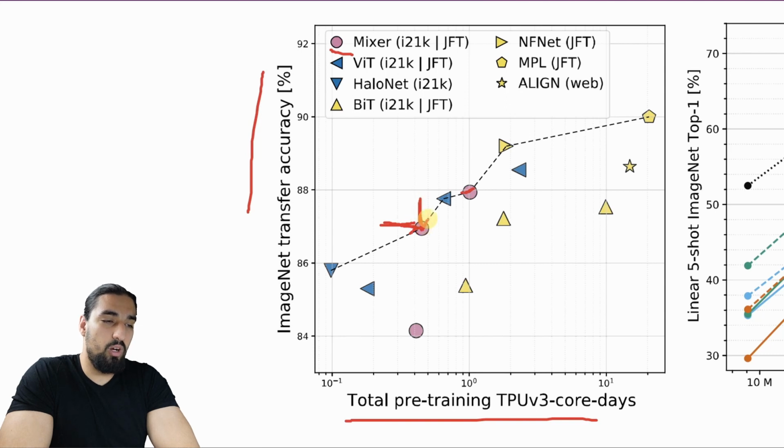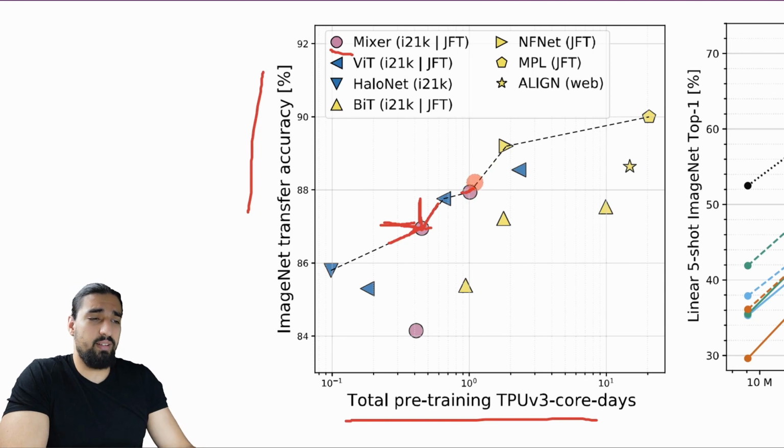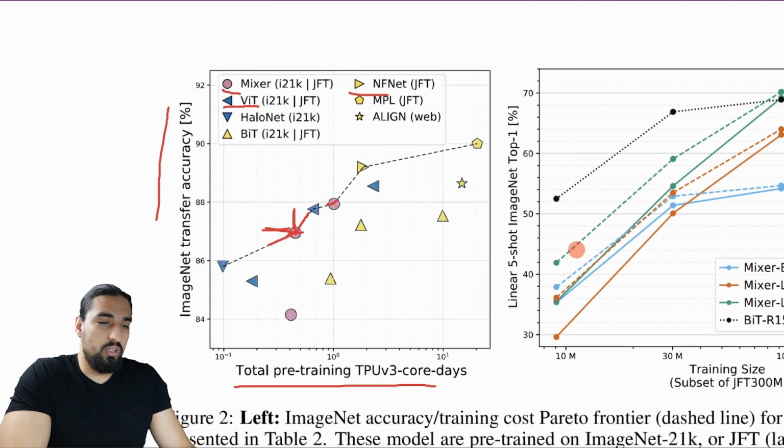You have to move across these lines: if you want to increase the accuracy, you have to increase the compute, or if you want to decrease the compute, you have to decrease the accuracy. And that's just a trade-off. A good and really reassuring fact is that it's lying directly on that frontier alongside NFNets and alongside the vision transformer. So those are some nice results.